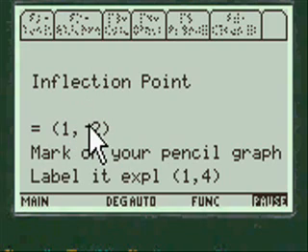You mark your x, y inflection point value on your graph. This is where the concavity changes direction. Pretty neat, huh?